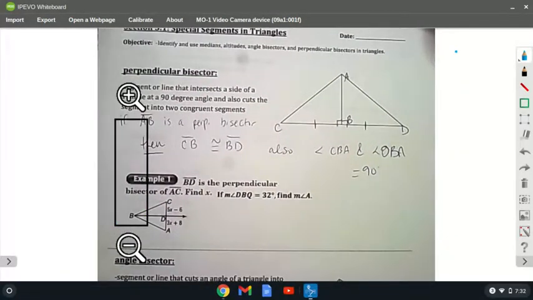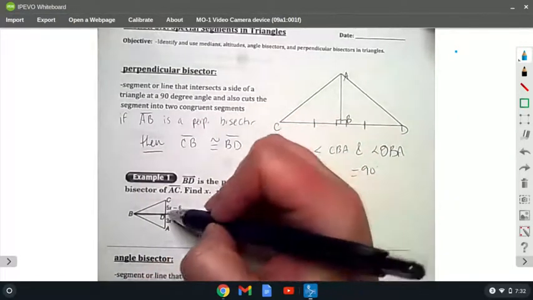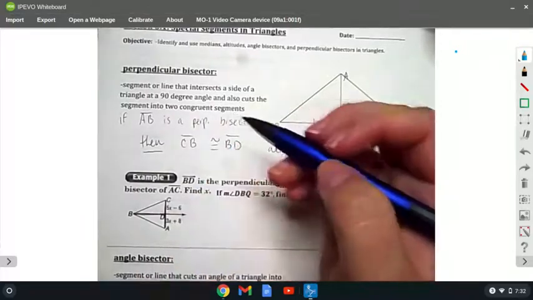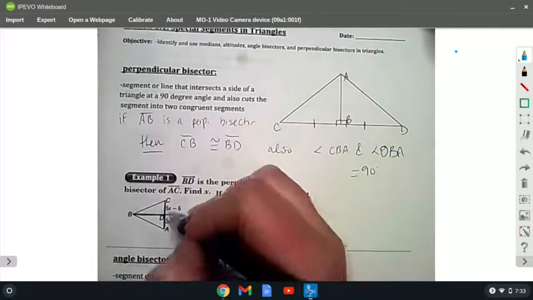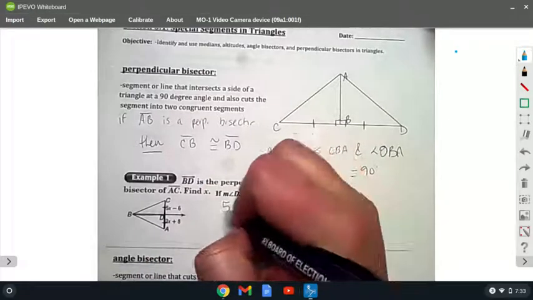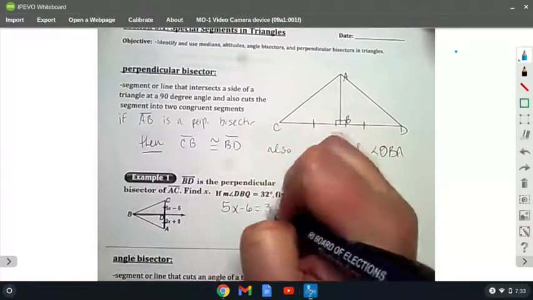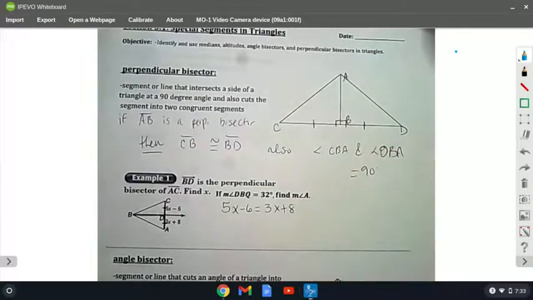BD is the perpendicular bisector of AC. So BD is here. It's a perpendicular bisector of this line AC. Find X. So if we know it's a perpendicular bisector, we know that these two pieces are congruent. So I can set these two equal to each other, and I can solve for X.